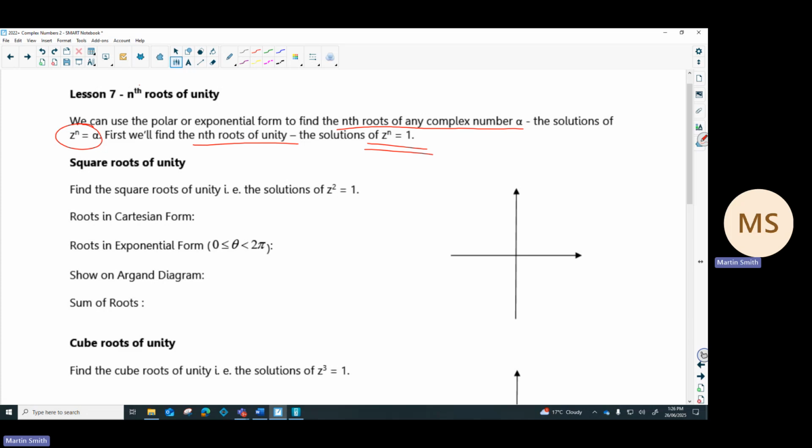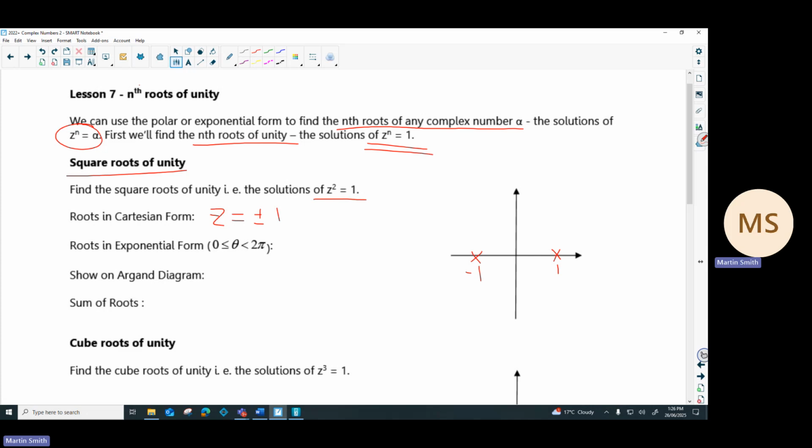So the first thing it says, find the square roots of unity. This is the solutions of z squared is 1. So in absolutely straightforward maths, if z squared is 1, z is plus or minus 1. And I'm going to show these on an Argand diagram. So 1 is 1 on the positive x-axis, minus 1 is 1 on the negative x-axis. There are two solutions, and there they are.